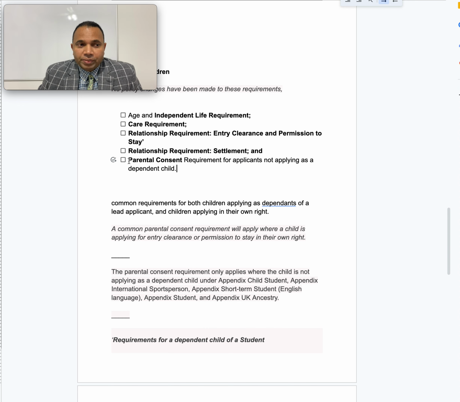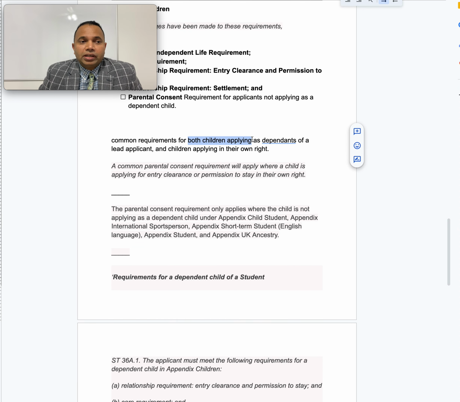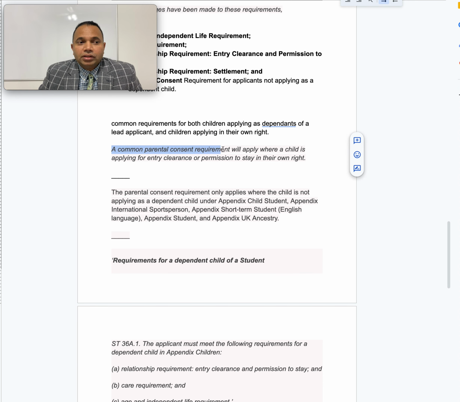And the parental consent requirement has always been there for applicants not applying as a dependent child. If a child is applying in their own right, let's say a child student, they would definitely need the parents' consent in writing. There are common requirements for both children applying as dependents of the lead applicant and children applying in their own right. Let's say a skilled worker dependent, or children applying in their own right. The main common requirement is parental consent. The parent has to sign a consent stating that they are happy for the child to travel to the UK, apply for this particular visa, etc.